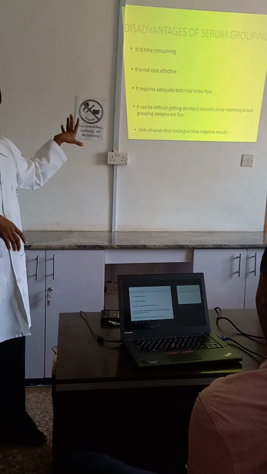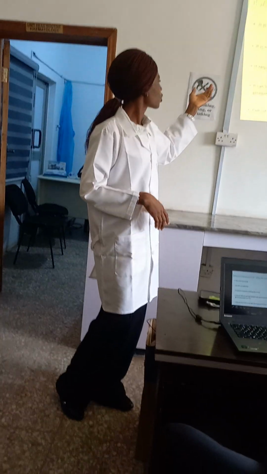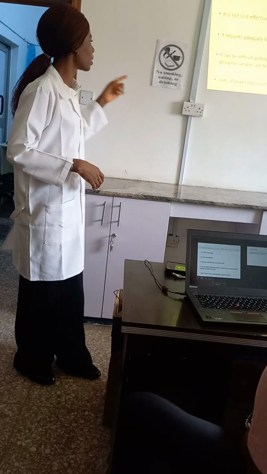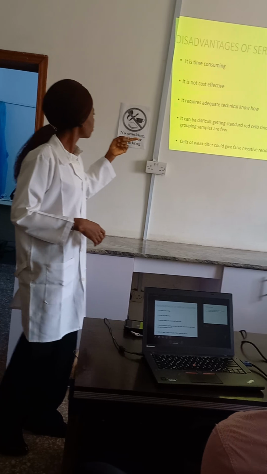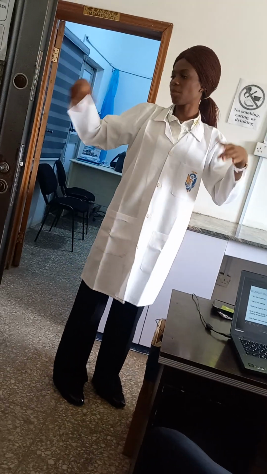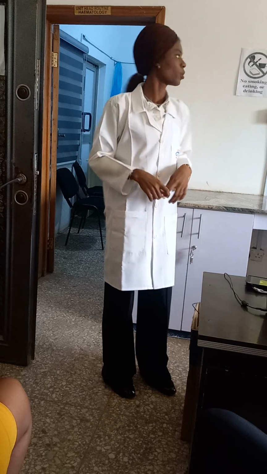provide fuel or generator or standby ways to protect the standard A and B cells in the refrigerator and many other things. It requires adequate technical know-how. It's not everybody that even knows that there's something like serum grouping and can do it. So it needs you to be skilled for you to be able to do it well. It can be difficult getting red cells since incoming blood grouping samples are few. Apart from the fact that we do donor screening in the same unit, in many hospitals, the donor screening unit is a different unit altogether. Getting standard A and B cells that you keep to use regularly for serum grouping might be very difficult.